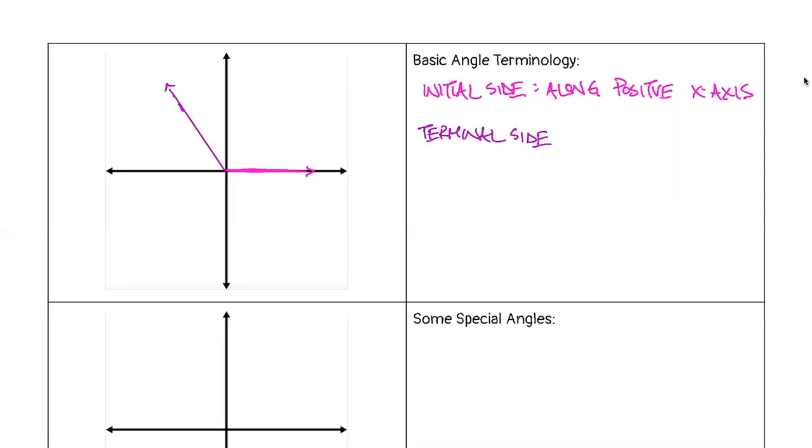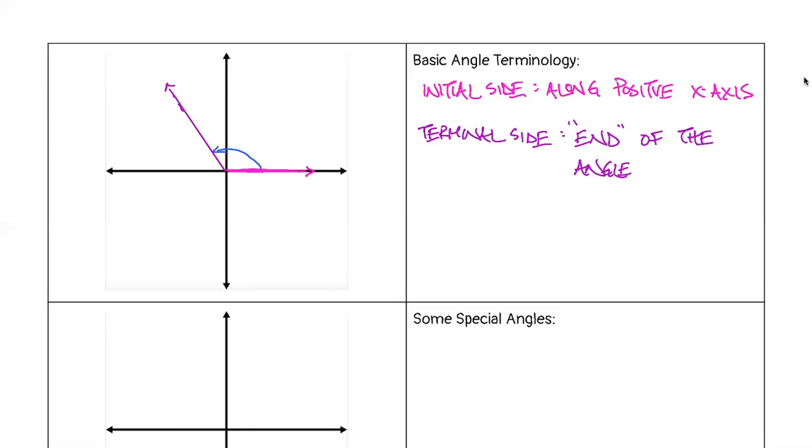And the terminal side is the end of the angle. Okay, so that's really where we stop. The pink side is where we start, the purple side is where we stop. And then the angle is we go from the initial side to the terminal side.